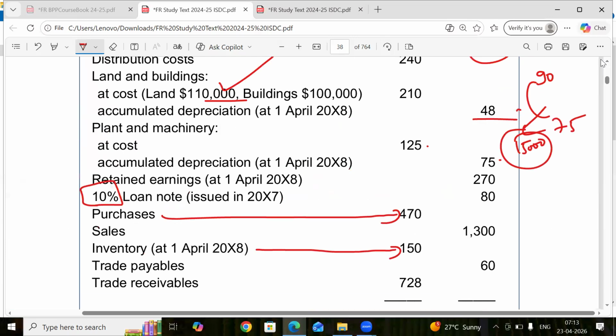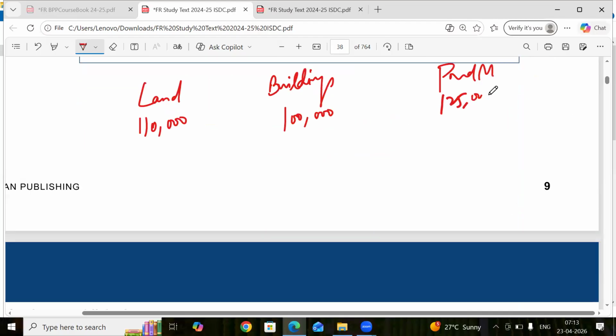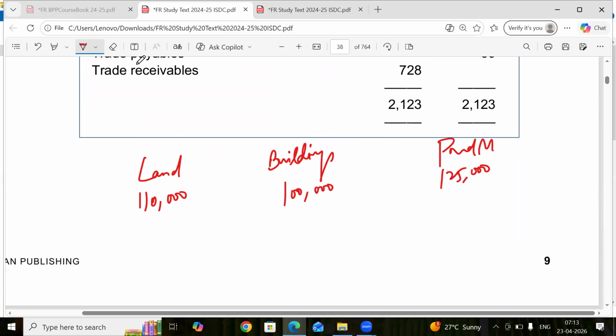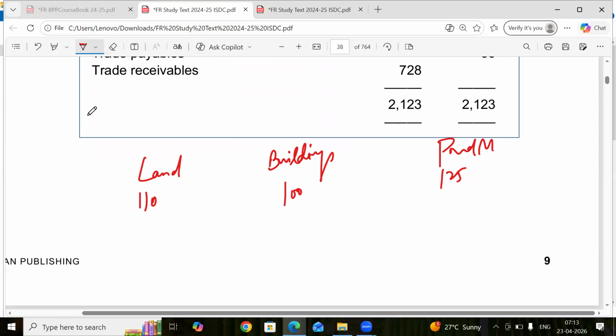Plant and machinery 125. We can take the figures with three zeros omitted also. It will be better to take it that way, not to get confused. From this, we will remove the accumulated depreciation first. That will give us the assets' carrying amount. Once we get the carrying amount, we can calculate the depreciation on that carrying amount. Land would never get depreciated.